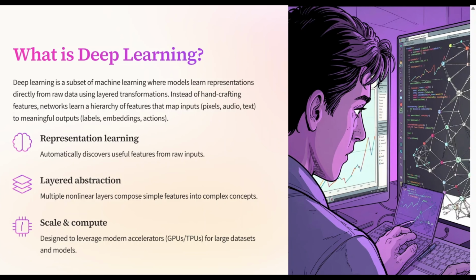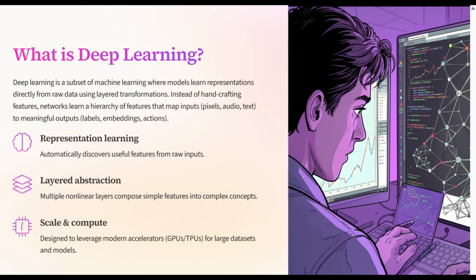And the second concept is layered abstraction. Different layers learn different levels of information. Early layers learn simple patterns, while deeper layers combine those patterns into more meaningful concepts. Imagine there is an easy layer, a medium layer and a hard layer. We will explain this further later.